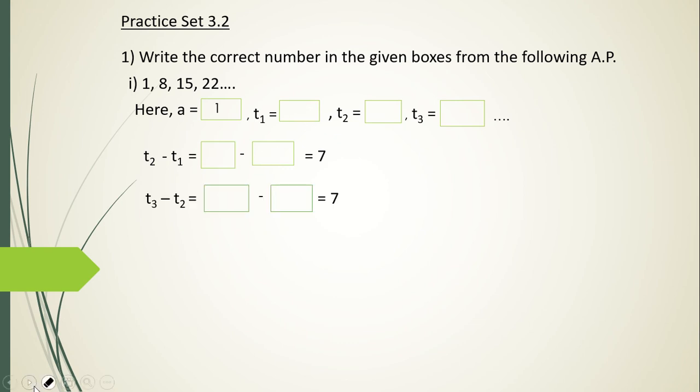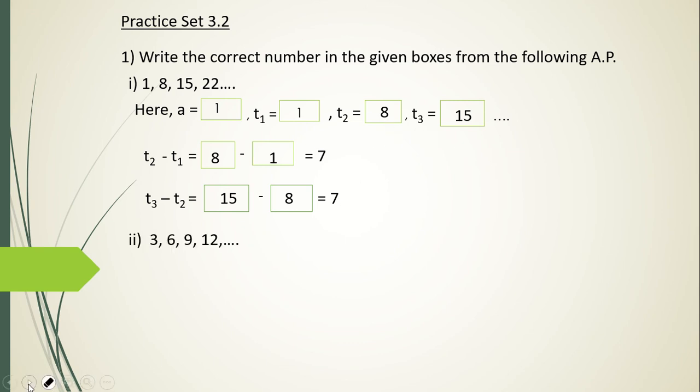So A is 1, T1 is also 1, because T1 means the first term only, and A also denotes the first term. T2 is 8, T3 is 15. Now T2 minus T1 is going to be 8 minus 1, which is 7. Next is 15 minus 8, T3 minus T2, 15 minus 8. So that is 7.